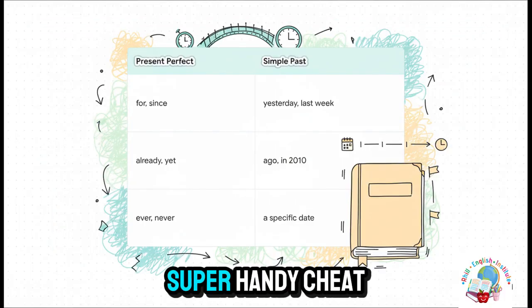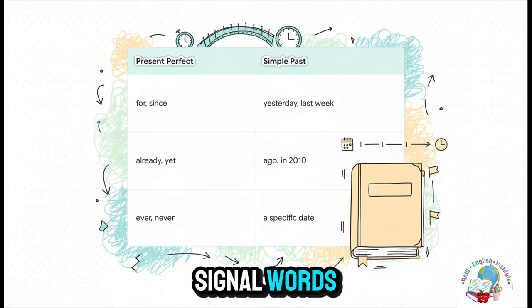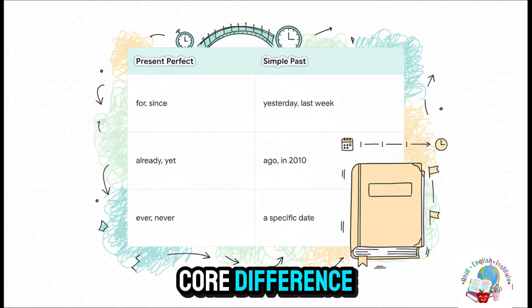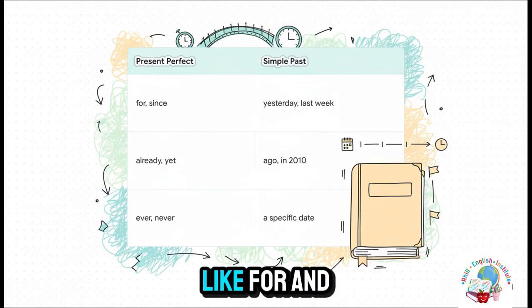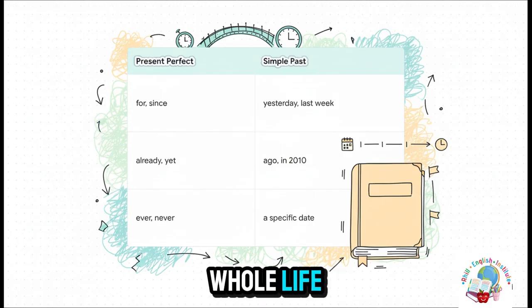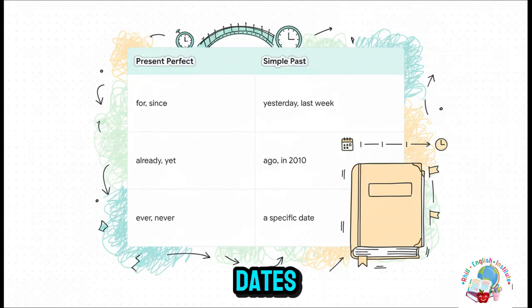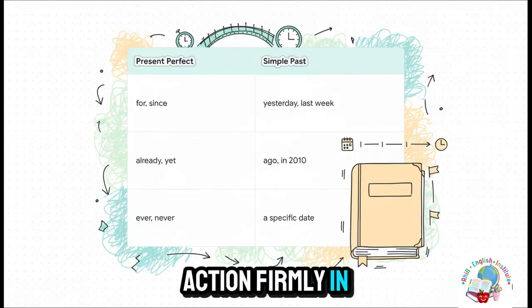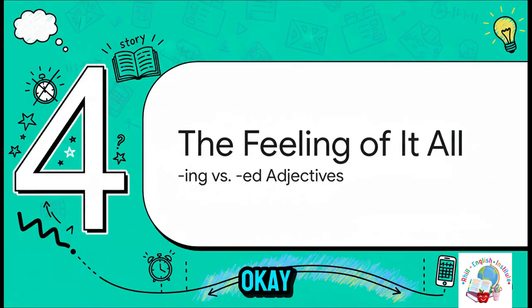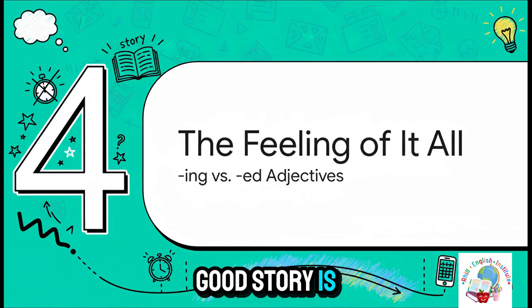And here's a super handy cheat sheet to help you out. Notice how these signal words really reinforce that core difference. Words for the present perfect, like for and since, they often lead right up to now. Ever and never refer to your whole life. But then on the other side, words like yesterday, ago, and specific dates, they lock that action firmly in the finished past.